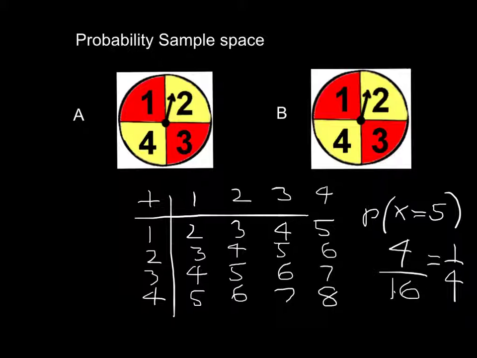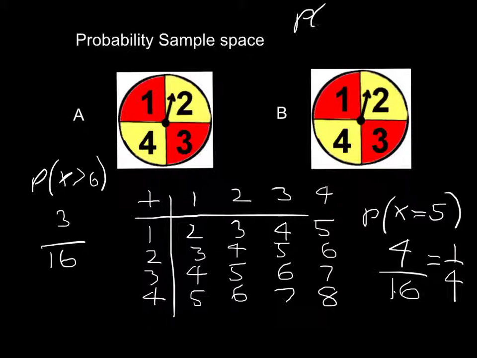Now you might be asked another question. You might be asked, what's the probability that x is greater than 6? So again, the answer is going to be out of 16 to start with, and we look to see how many possibilities are there that are greater than 6. So numbers that are greater than 6 are 7, 7 again, and 8. So there were 3 possibilities from 16 in total. So the probability that we get a score that's greater than 6 is 3 out of 16, and we can't cancel down any further.